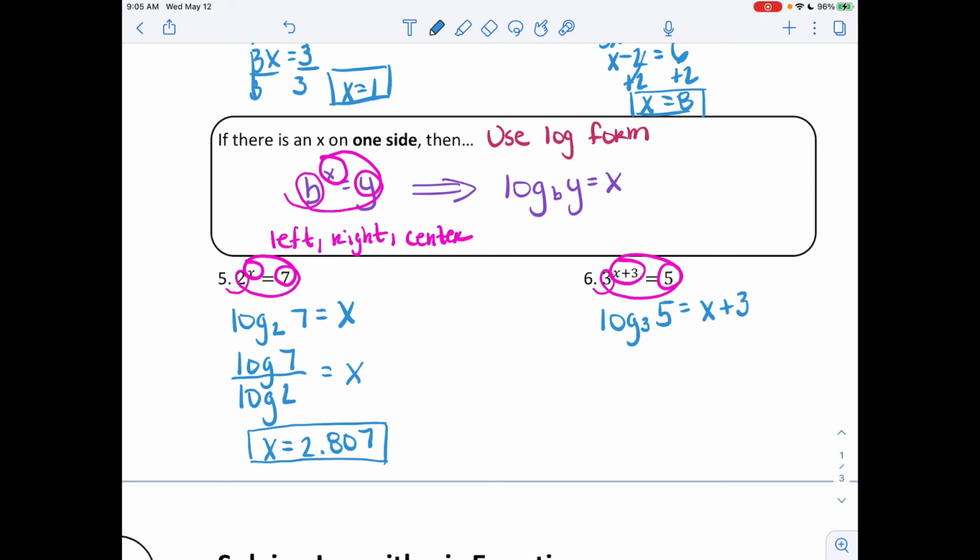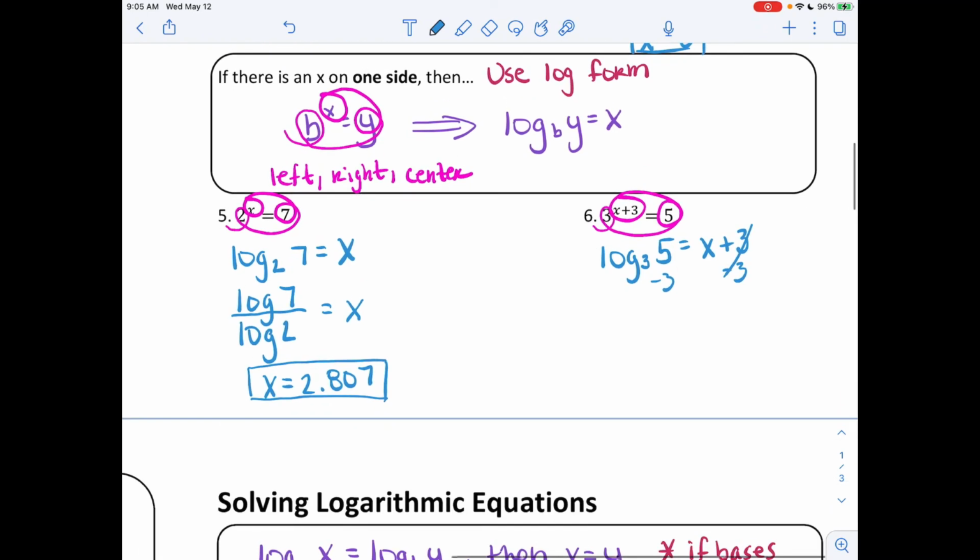Now, I want to solve for x. In order to do that, I need to move the 3 to the other side, so I'll subtract it. That leaves me with log base 3 of 5 minus 3 is equal to x. And now I can use my change of base formula again. So you might want to just write yourself a note here that this was change of base for that last problem. And we're going to do the same thing here.